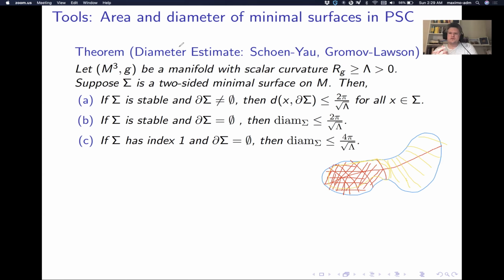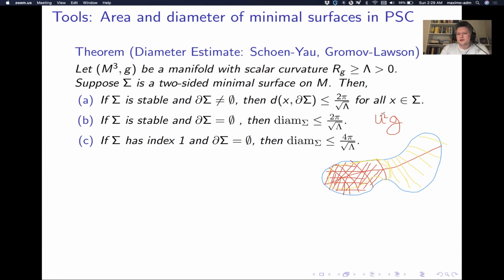Now, how do we actually prove part A? Well, the proof of part A basically comes from that observation from the previous page. Because when I have a stable surface, if I look at u squared times g, this metric here over the surface, remember when I said in the previous slide that positive scalar curvature implies that this is going to be a metric of positive Gauss curvature on the surface.